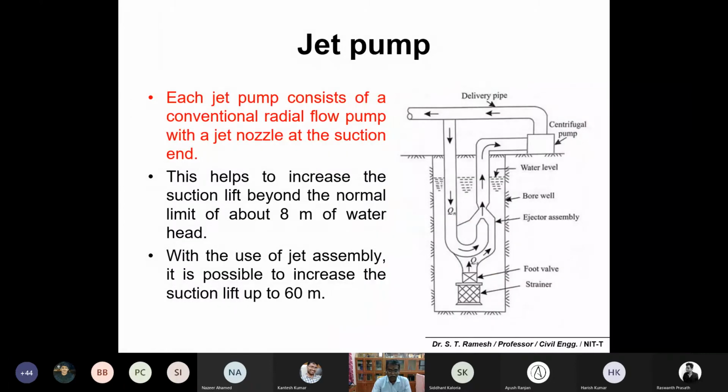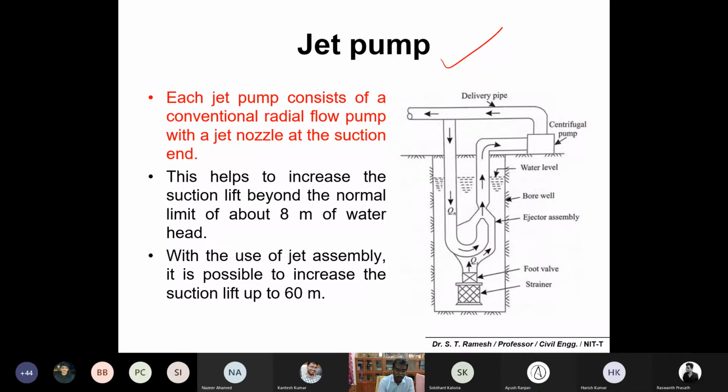Next one is the jet pump. That also you would have heard about. Jet pumps in household activities you would have heard. Sometimes they may prefer either a submersible or they may use jet pumps. It's very simple. Instead of air, you just allow jet water. That's the only difference.